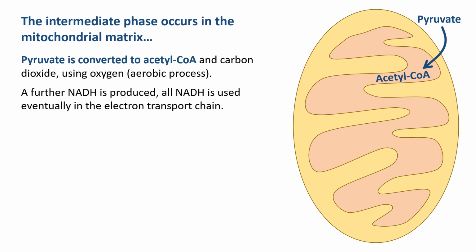During this, a further NADH is produced. So we take NAD+, add some electrons, some hydrogen, and we make NADH. And as I said, eventually we're going to use all this NADH for the electron transport chain. So we've got acetyl-CoA. The carbon dioxide that's produced is excreted from the cell by simple diffusion, which we'll talk about in part 2.